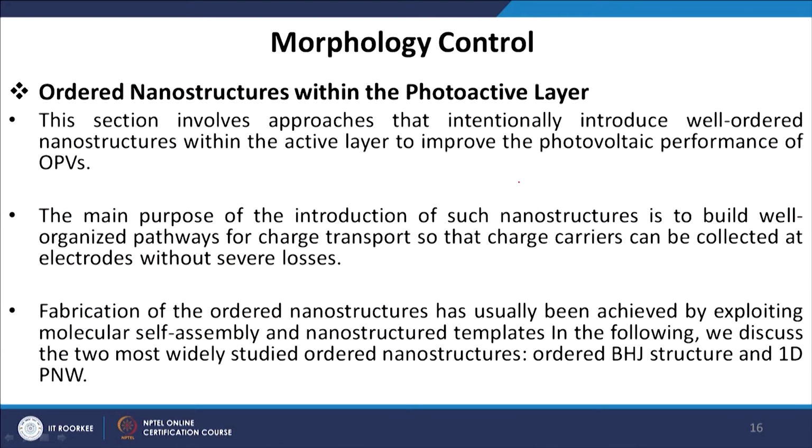The main purpose of the introduction of such nanostructure is to build well organized pathways for charge transport, so that the charge carriers can be collected at electrodes without severe loss. Fabrication of the ordered nanostructures has usually been achieved by exploiting molecular self assembly and nanostructure templating. In the following, we discuss the two most widely studied ordered nanostructures, ordered PHJ structures and 1D PNW structures.